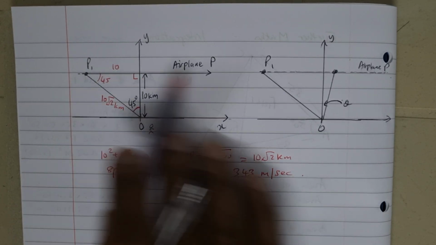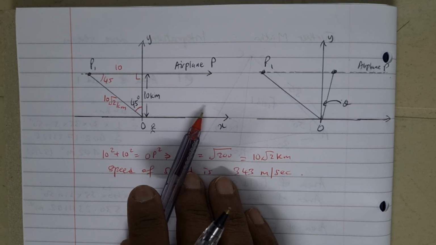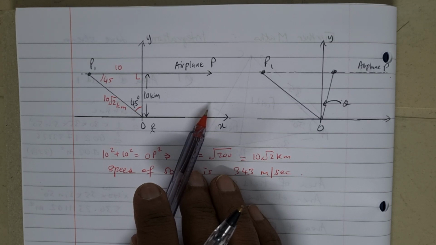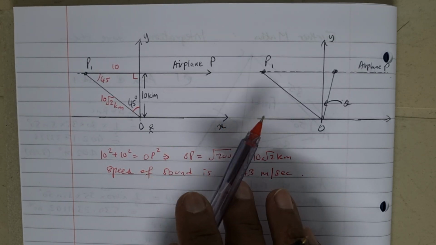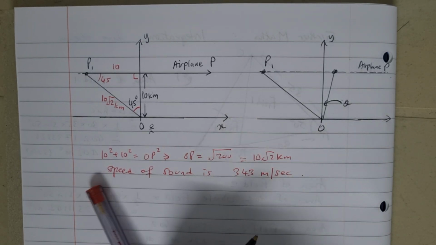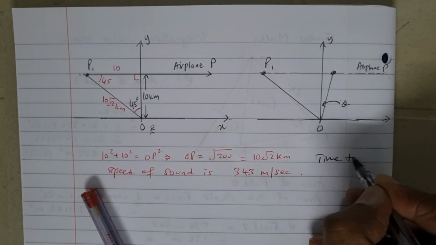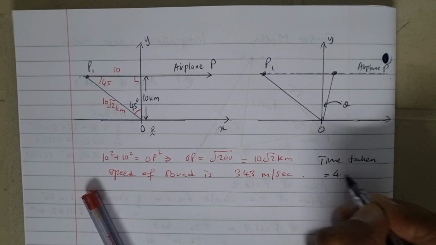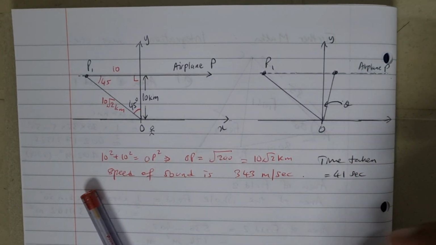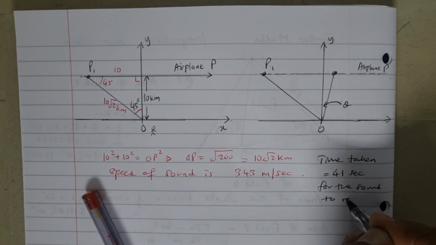And we need to use the information in diagram 1 to show that it takes approximately 41 seconds for the sound that the airplane makes at P1 to reach Oscar, correct to the nearest second. So we need to show that the time taken is approximately 41 seconds for the sound to reach Oscar.